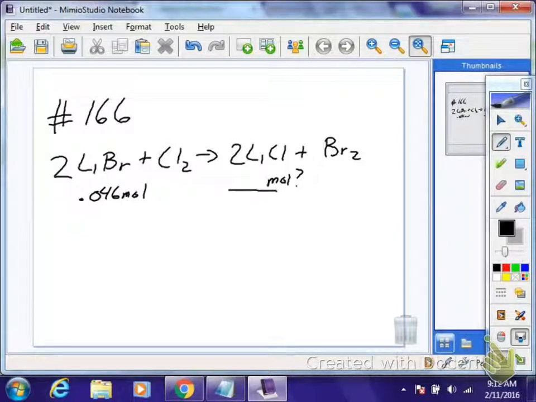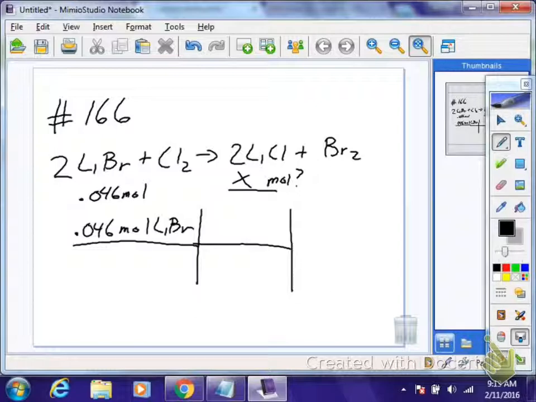So very important that you write your units in and you label your formulas. If you don't, you're going to get lost in the process of going from one substance to another. So we got 0.046 moles of LiBr. What we want to figure out is moles of LiCl. So what I'm always doing is following my units. If I have something written in here, I'm going to follow it down here. It's going to be exactly the same label. It won't be any different.